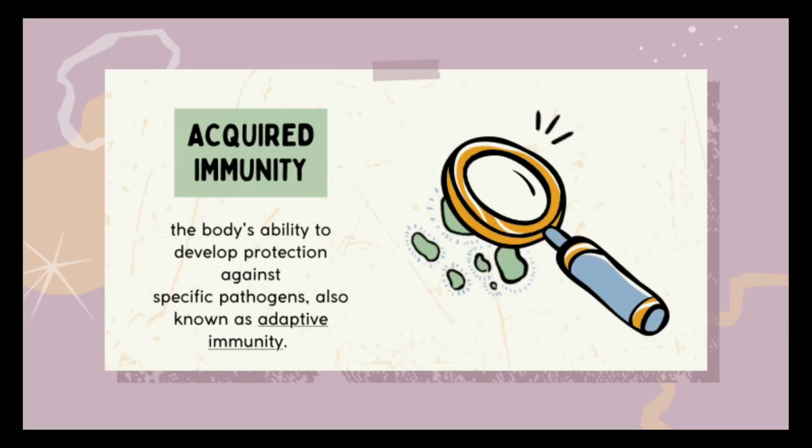Next we have the acquired immunity. This is the body's ability to develop protection against specific pathogens, also known as the adaptive immunity. Itong acquired immunity ay na-develop over time through exposure to a specific pathogen and is slower to activate, but creates a long-lasting memory for a faster and more targeted response in the future. Itong acquired immunity is dependent on two types of lymphocytes, which are the T cell and B cell.